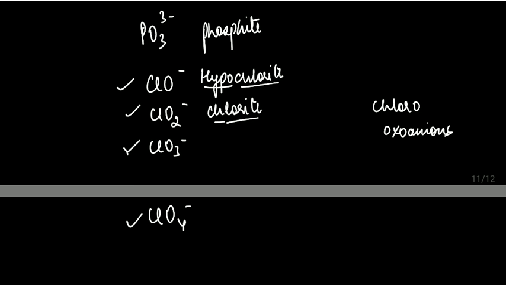One oxygen atom more than chlorite will have a suffix, chlorate. Sorry. So chlorate over here is the ATE suffix, meaning more number of oxygen atoms compared to ClO2 minus, that is ITE. Now one oxygen atom more than chlorate will have a prefix, this is perchlorate over here. So the chlorate name is going to remain the same.